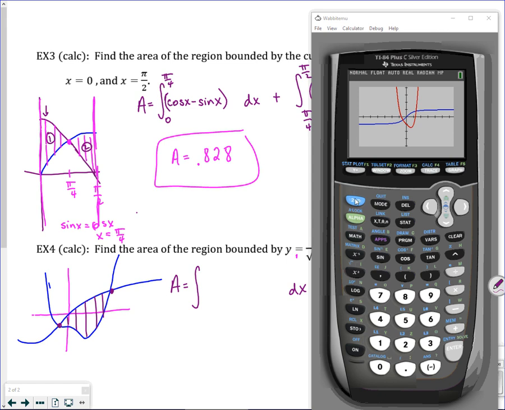So I'm going to do second calc intersect, and I'm going to go to this intersection point. Now, this is very, very important. On my paper, I can write it to 3 decimal places.